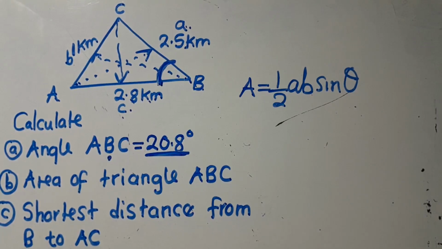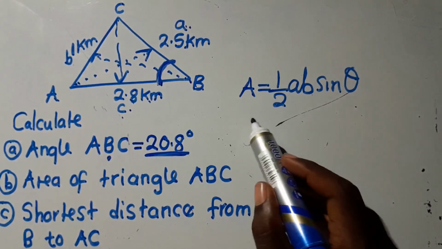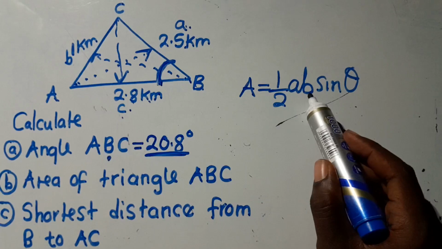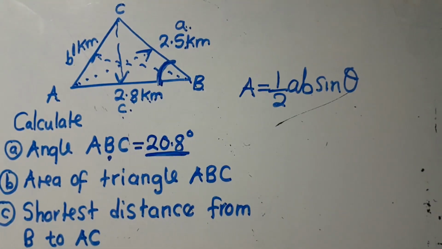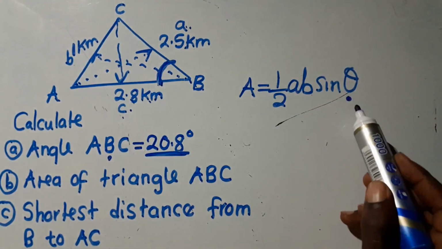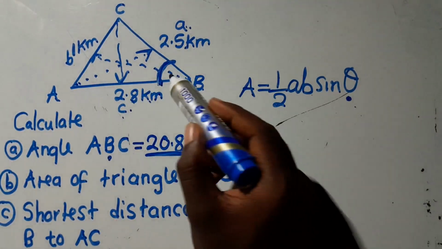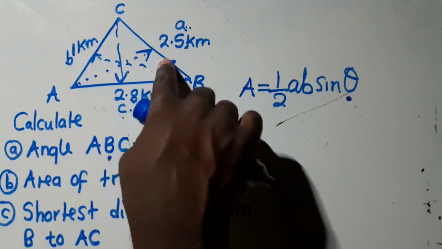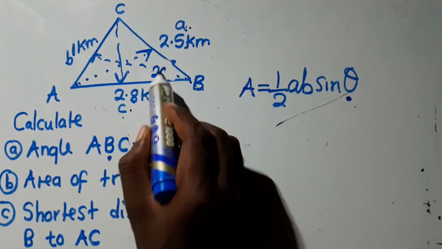So for us to apply this formula, what we are going to do is that a and b are the two sides that are putting the theta here in the middle. So we are given this angle here. We found this angle here, which is 20.8.